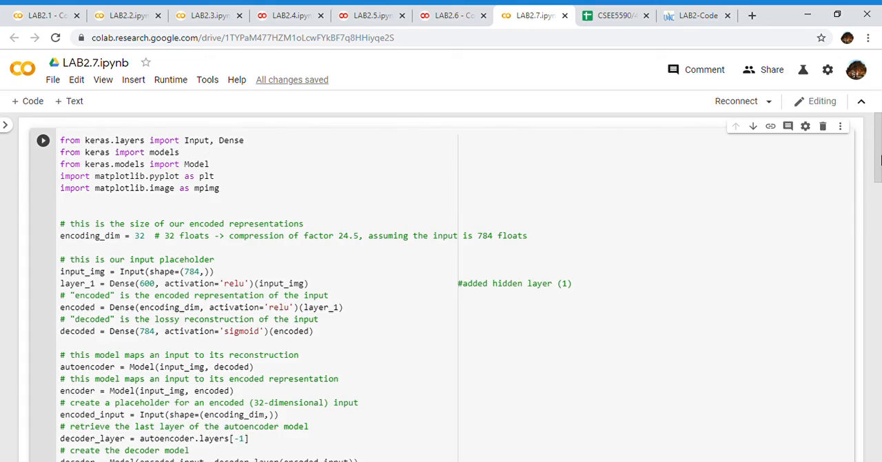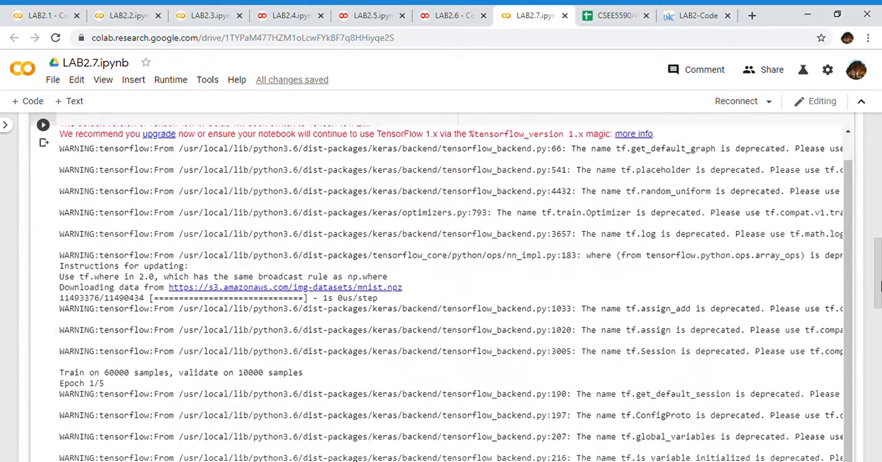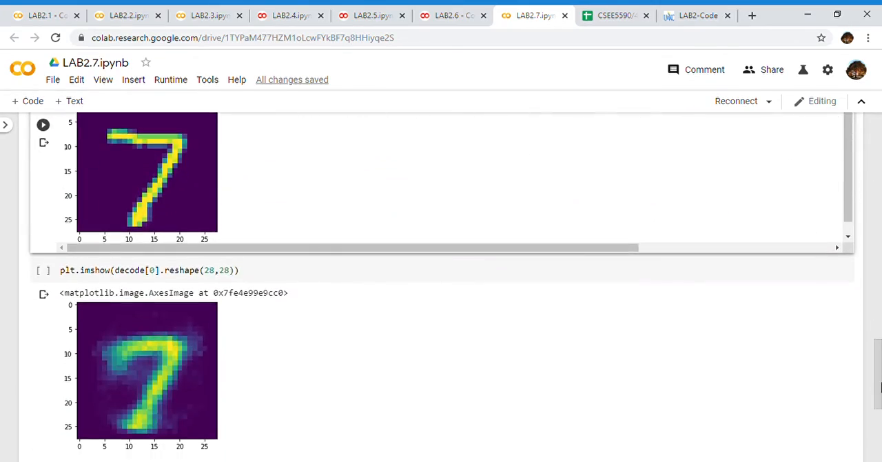And for question 7, we were using decoders and encoders. So this was before and after decoding.